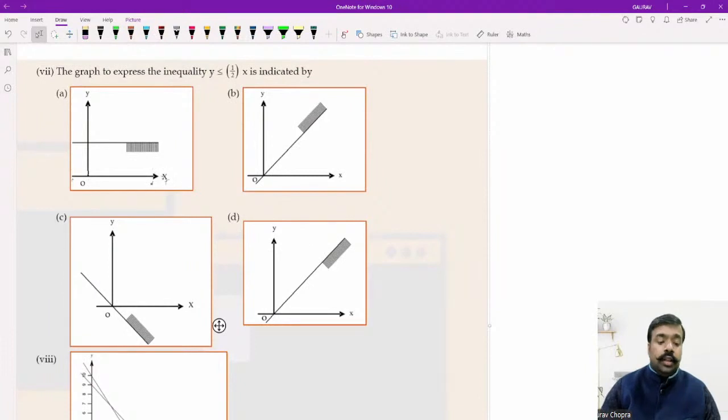Now for the seventh one, the graph to express the inequality Y is less than equal to half. Now it is less than equal to half, that means it will be inside area. But now we have to also see how the line will be formed. It will be a vertical line parallel to y-axis, or a horizontal line which is parallel to x-axis, or it will pass from origin. Now we can clearly see that option number B, C and D are having similar kind of line.